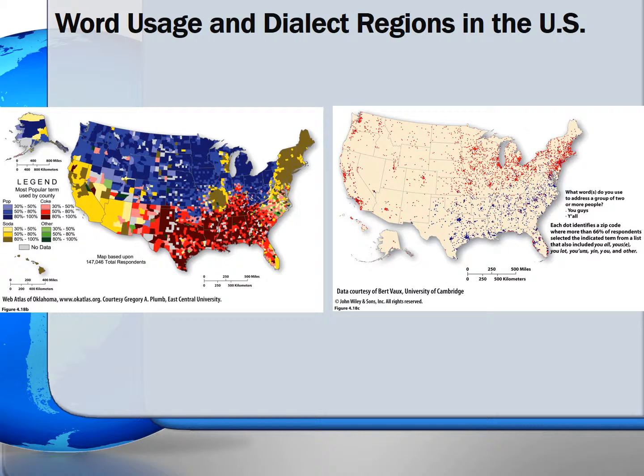The map on the right depicts the word usage for y'all and you guys. Y'all and you guys are respectively Southern and Northern terms. As this map shows, both terms have diffused beyond their hearths. Because y'all has historically been negatively perceived outside of the South, the term's diffusion is intriguing.